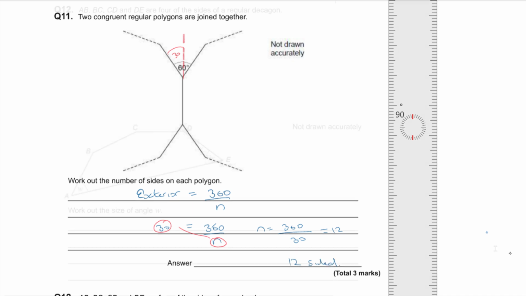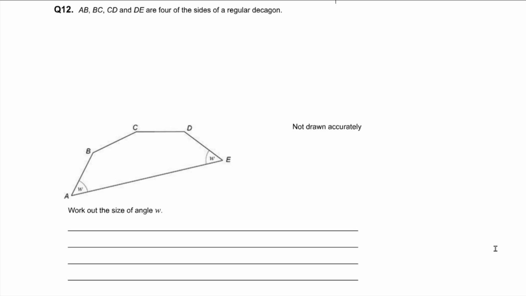Okay, so it's a 12-sided polygon. Question 12. A, B, C, D, E are four sides of a regular decagon. So this decagon continues, doesn't it?